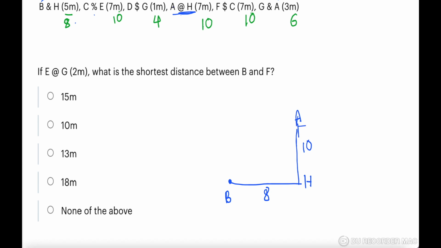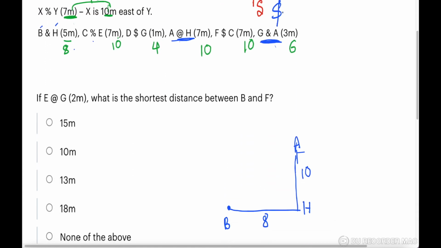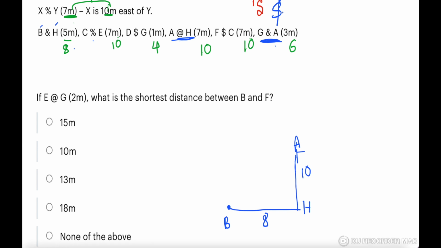Now next. Now you have B, H and A. B, H and A, G and A. Take this relationship, G and A. What is the meaning of and? And means west. So this means G is 6 meter to the west of A. Okay. G is 6 meter to the west of A. So take it from here. Take G. And this one is how much? This one is 6. Okay, this is done.